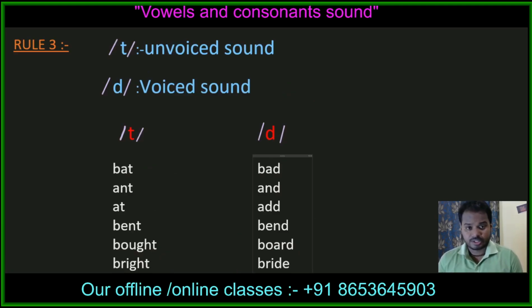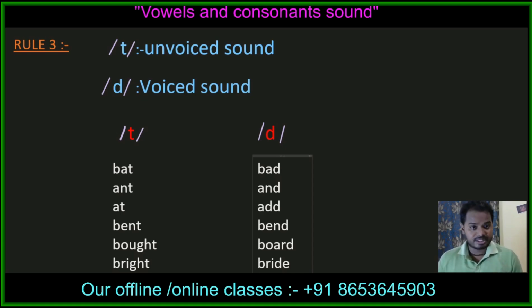Now I am going to discuss 2 consonant sounds. The first one is an unvoiced sound, which means if you touch your vocal cord, there is no vibration here. Repeat with me. But the second one is a voiced sound. Please again touch your throat. D. This is a voiced sound. D. T. This is an unvoiced sound. D. This is a voiced sound.